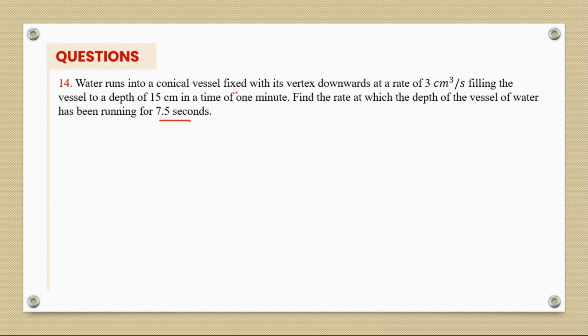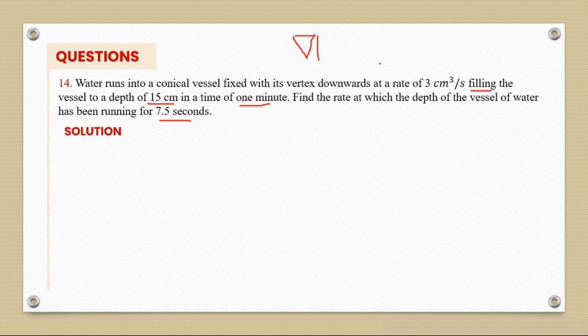So the difference in this question is we've added the concept of how much time it takes for water to run. For example, we've been told that the vessel got full to a depth of 15 centimeters in a time of 1 minute. So that's the time it takes for the vessel to get full. Now remember, when the vessel is full and the water in it gets to a depth of 15 centimeters, it means that this 15 is also the same as the height of the cone, because if the water is at the maximum, it is also at the same height as that of the cone.